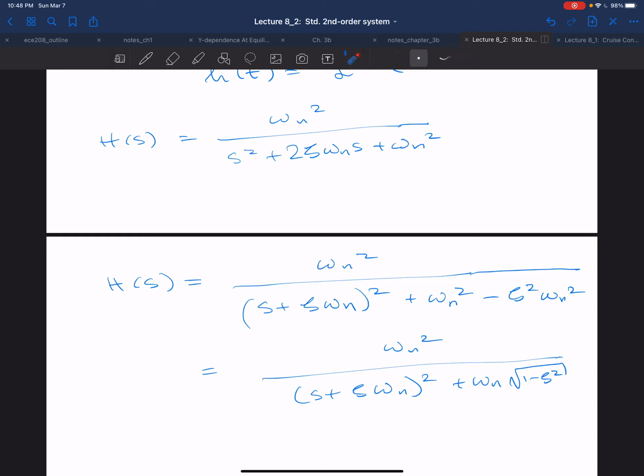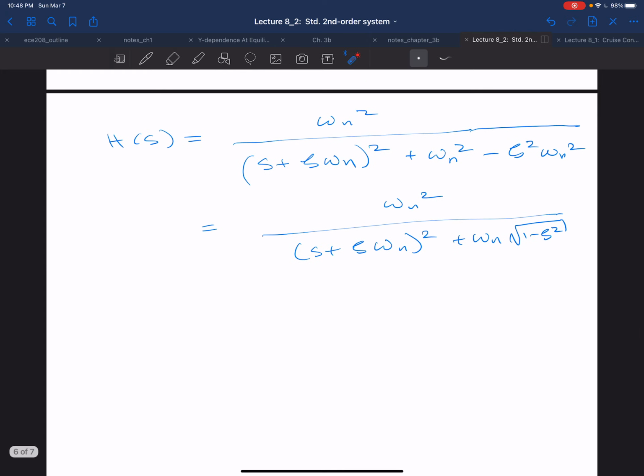You may already recognize some of these terms. Minus zeta omega n is the real part of the poles, and plus or minus omega n times the square root of 1 minus zeta squared is the imaginary part. And what this gives us, well, we know that if we just had s squared here, this would be the transform, roughly speaking, of a sinusoid. We'd need another square root of 1 minus zeta squared up here.